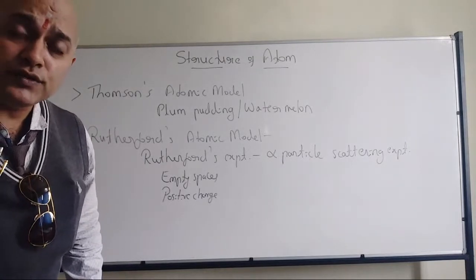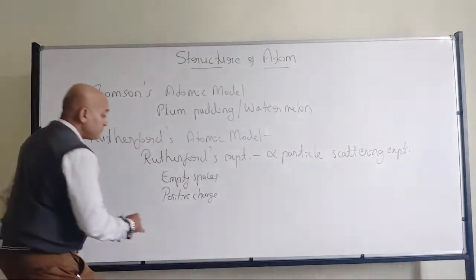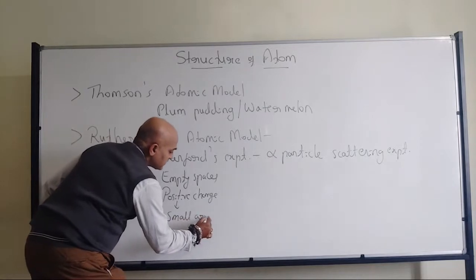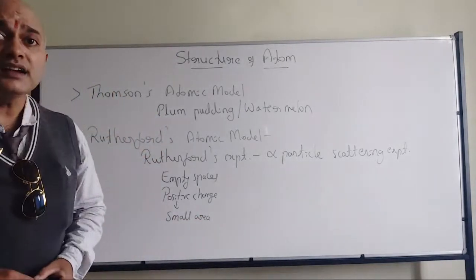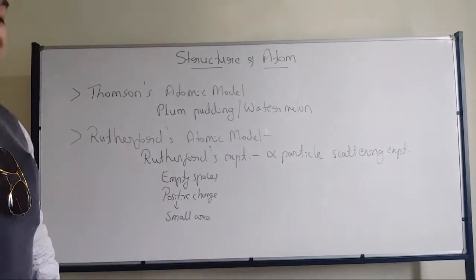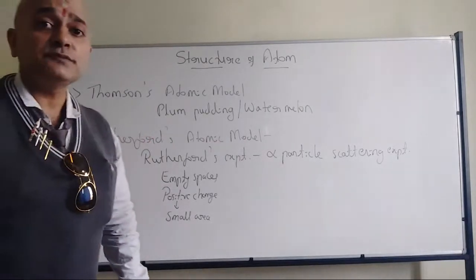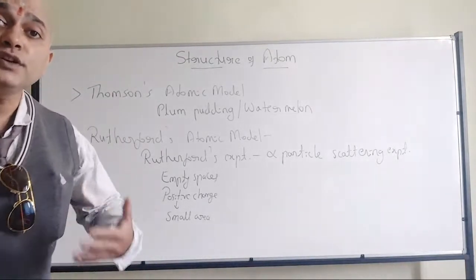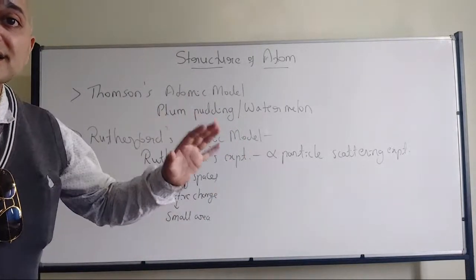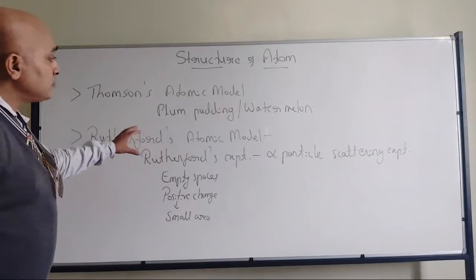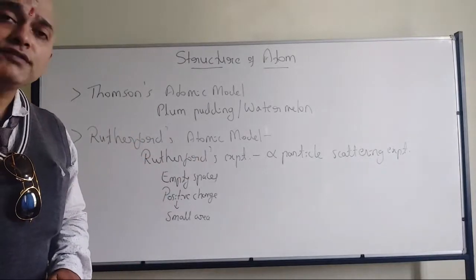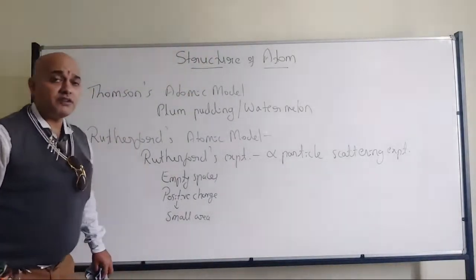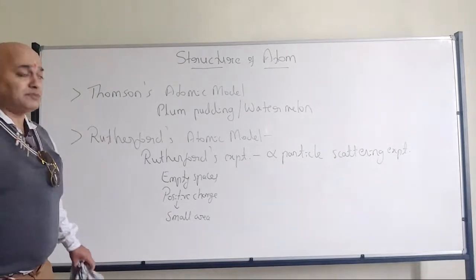So why were very few radiations bouncing back? It confirmed that the positive part is restricted to a small area. So what I mean to tell here is, this experiment is disproving Thomson's atomic model, which tells that the positive part is uniformly distributed, but that is disproved by Rutherford's experiment. All of you have understood? So that's the application of Rutherford's experiment.